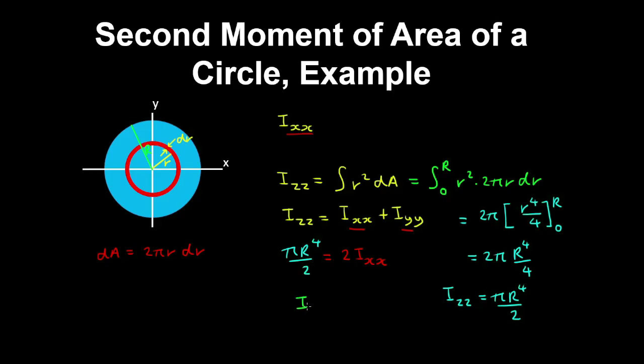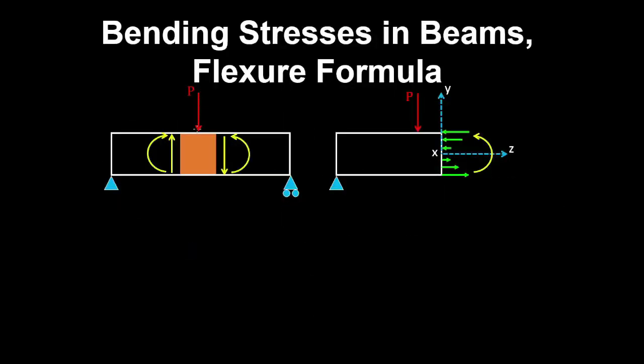And solving this equation gives a second moment of area about the x-axis as pi r to the 4 on 4, which is the same result we got in a previous video using the more difficult method. Consider a beam subjected to a transverse load.